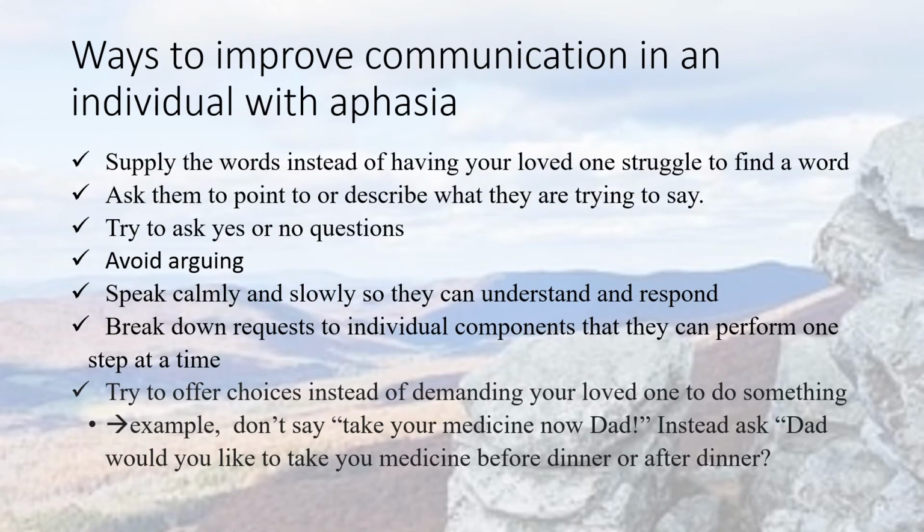Ways to improve communication in an individual with aphasia. Supply words instead of having your loved one struggle to find a word. Ask them to point to or describe what they are trying to say. Try to ask yes or no questions. Avoid arguing. Speak calmly and slowly so that they can understand and respond.